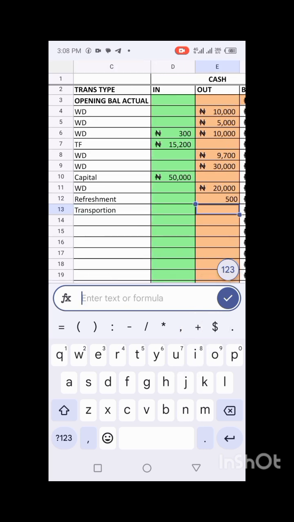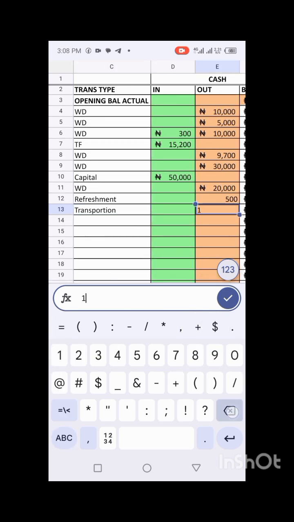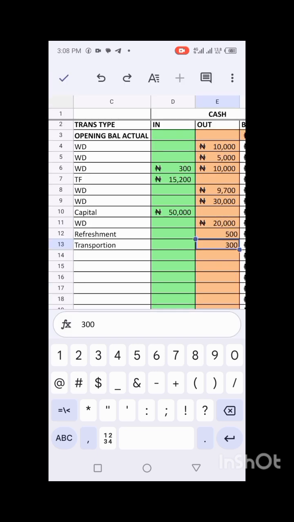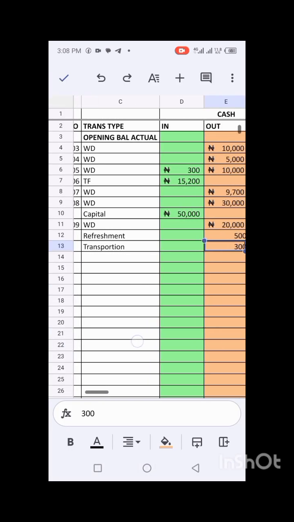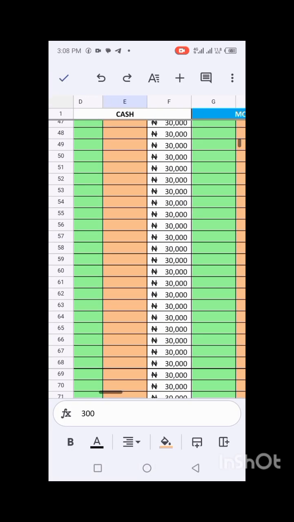Let's say 300 naira, 150 naira. So you have 300 naira you spent on transport. So we have to close these accounts. So at the end of the day, you close your accounts.